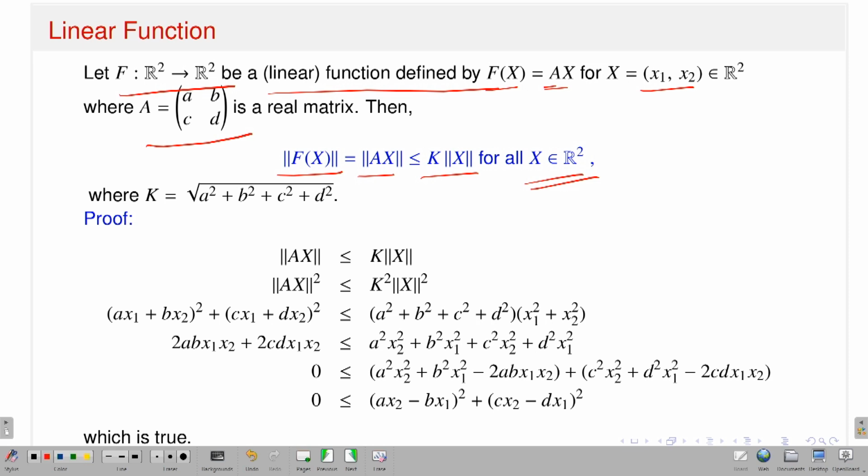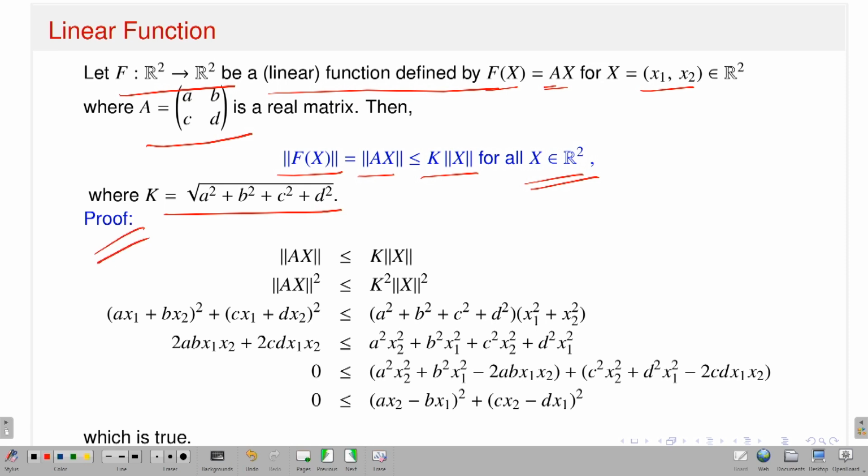So, you just think that I need this kind of estimate to talk about the continuity of capital F at any point in R2. So, I need this kind of estimate first. Okay. So, that means this should be true where k is given by the square root of a square plus b square plus c square plus d square. So, how does the proof go?